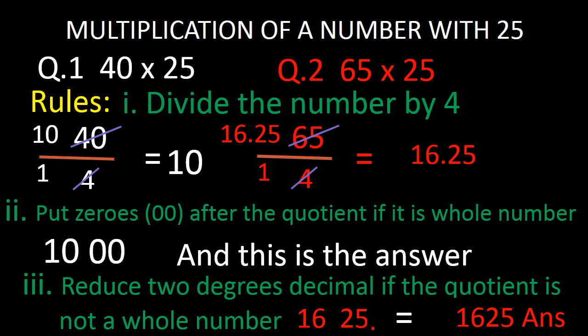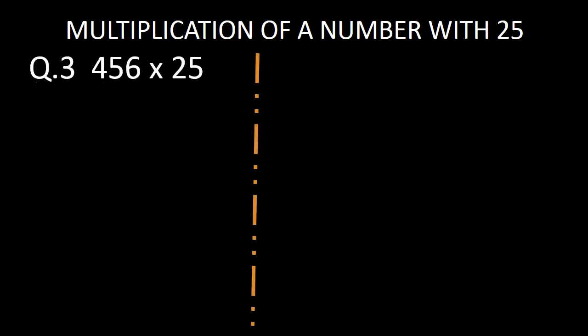Now you look to 3 or 4 other questions for more understanding of this trick. Here you look to question number 3 and question number 4. First of all, you look to question number 3. In question number 3, I have multiplied 456 with 25. But I haven't multiplied. I have just divided this 456 by 4. While dividing 456 by 4, we get 114. So 114 is the quotient.